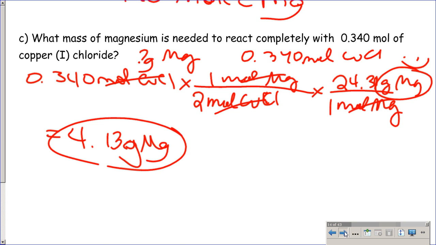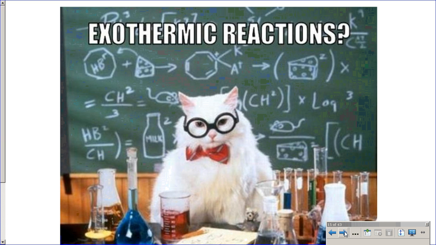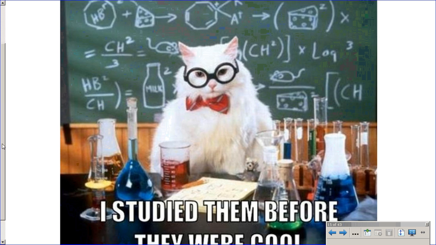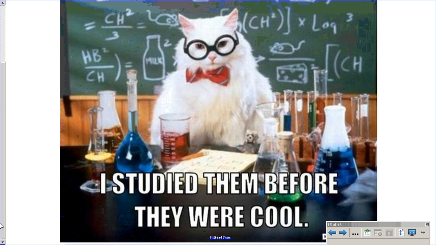So your examples look like, nope. Oh, exothermic reactions. Sorry, I forgot another joke. I said them before they were cool. Because they're cool after they're exothermic.